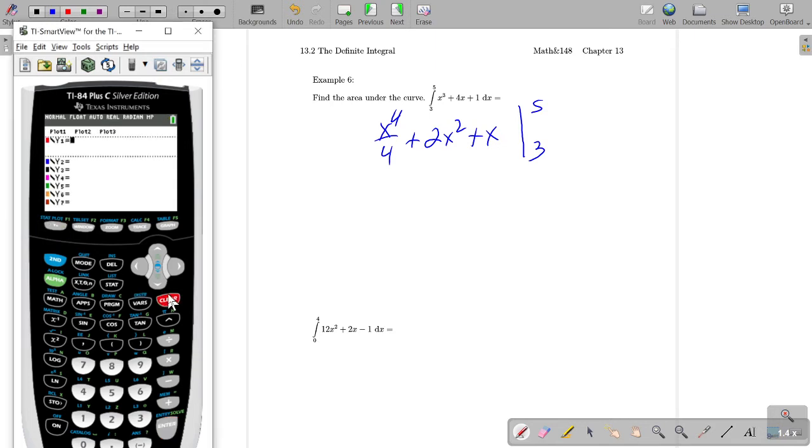So I'll clear this. X to the 4th over 4 plus 2x squared plus x. And I can actually go up here, copy that. And I end up with 170. I would like you to try this one.